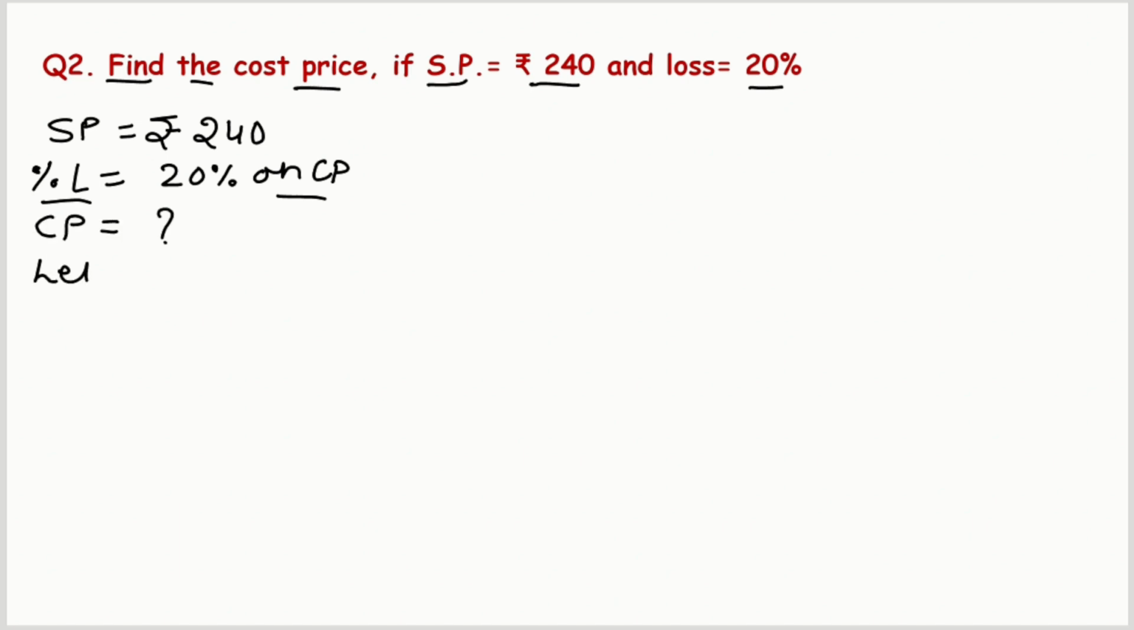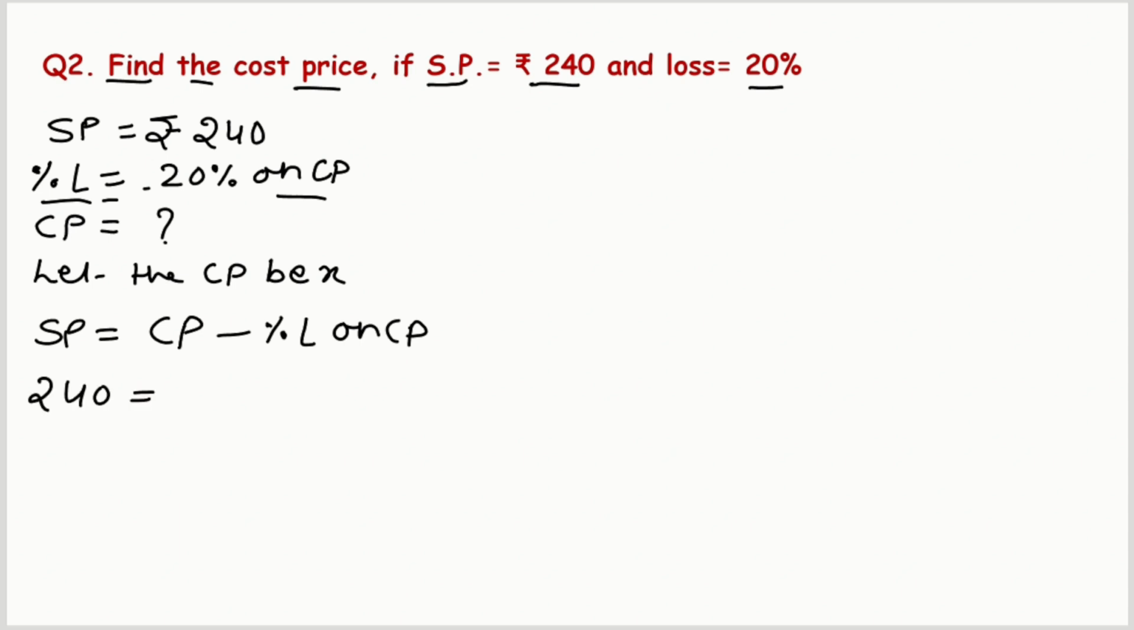So let the CP be X. Now we will use the formula SP equals CP minus percent loss on CP. Here we have the loss, so I will write the minus. Now substitute the value of all. 240 equals X minus 20 over 100 times X. Now 20 times 1 is 20, 20 times 5 is 100. So 240 equals X.